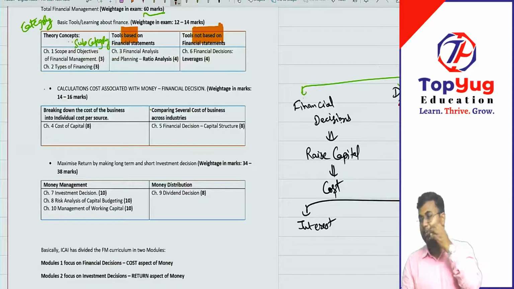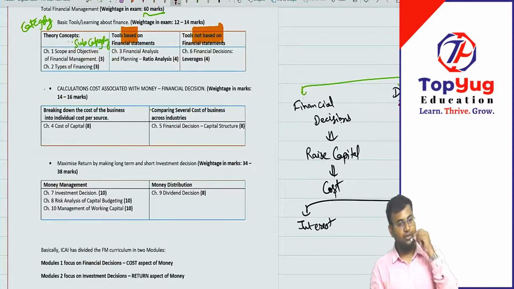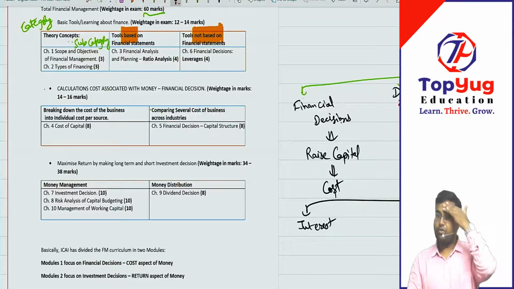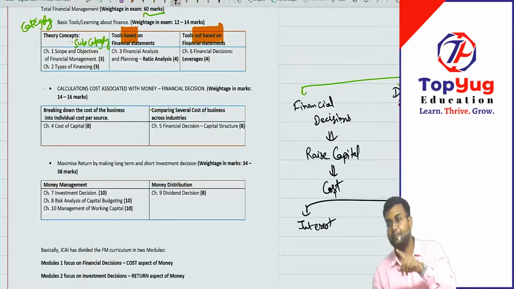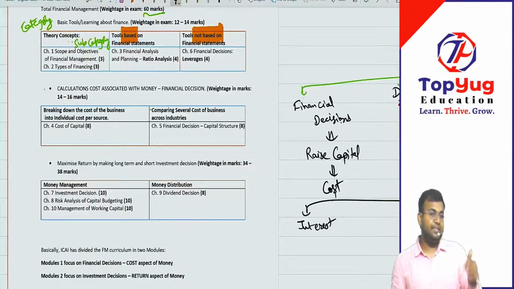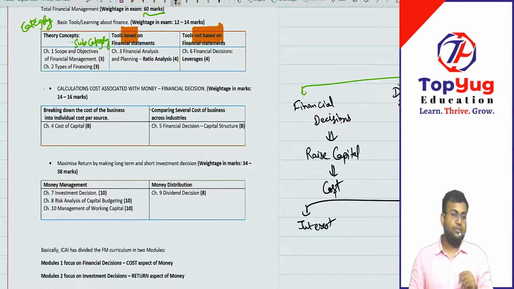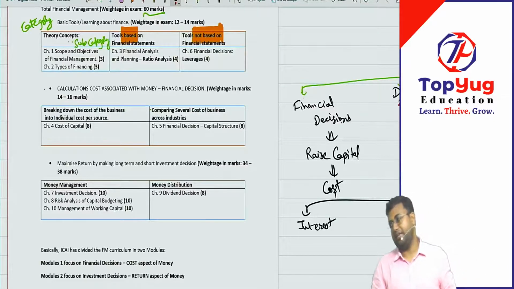Those are obviously long term decisions, because once you buy a machinery, or once you invest in business, it is obviously going to be for more than 1 year. Now if it is less than 1 year, then it is working capital management. How that working capital management will work, that also we'll see. The last one is dividend distribution, that is money distribution.